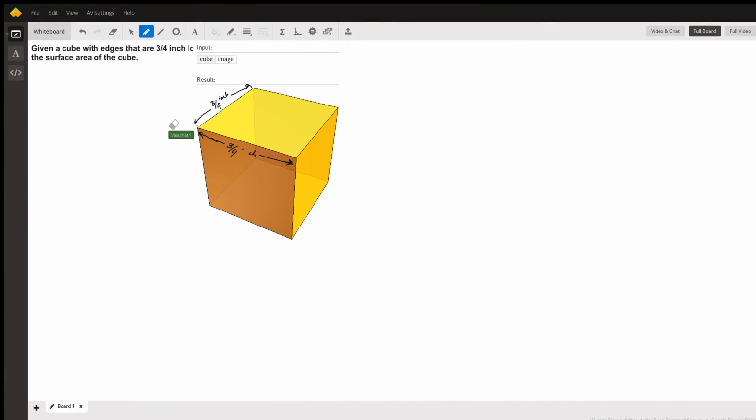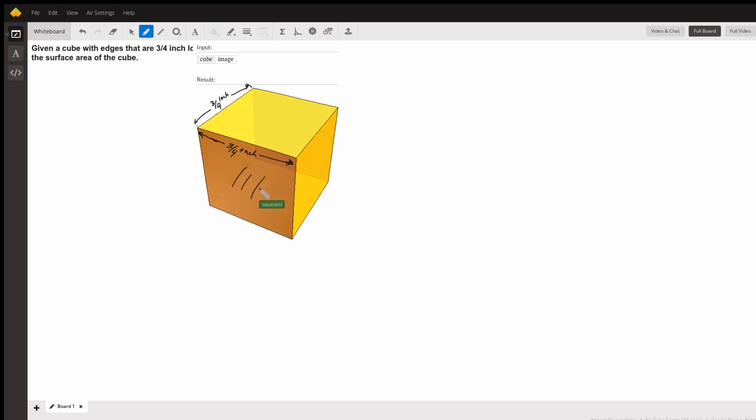So we are given a cube, and the length of each edge is 3/4 inches long, and we have to find the surface area of the cube. So here is a picture of the cube that is having a side 3/4 inches long. So now we are actually able to see only three faces here.